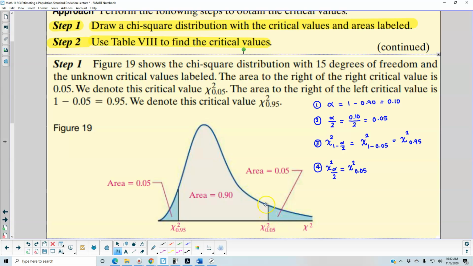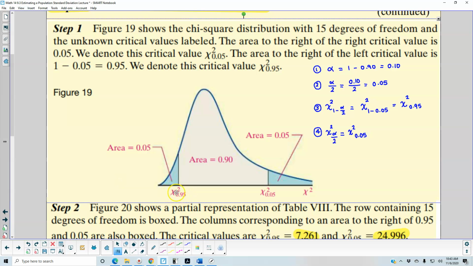Now, if we look to the left, in the middle we have an area of 0.90, and if we add the area of 0.05, those 2 together give us an area of 0.95. So what they're saying here is that the area to the right of the left critical value, this entire area here, is 1 minus 0.05, which gives us 0.95. So we're going to denote this critical value as chi-square of 0.95. Therefore, in step number 3, that's what we got for that particular critical value.